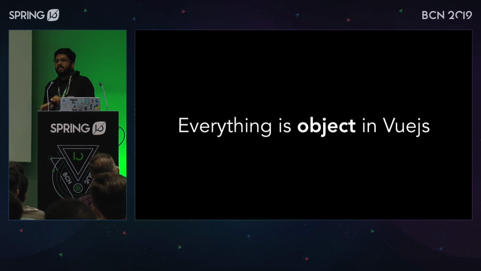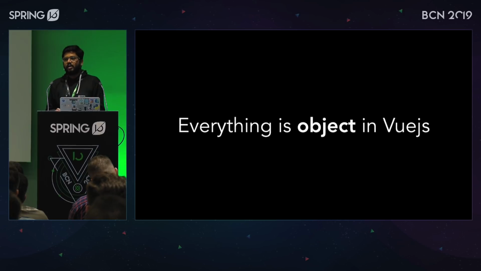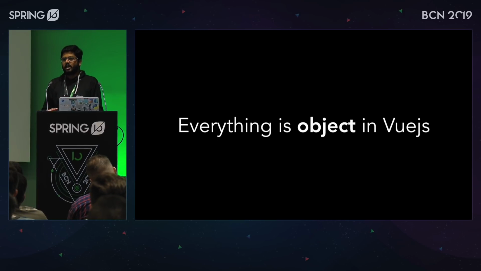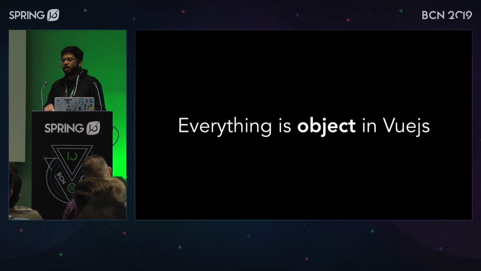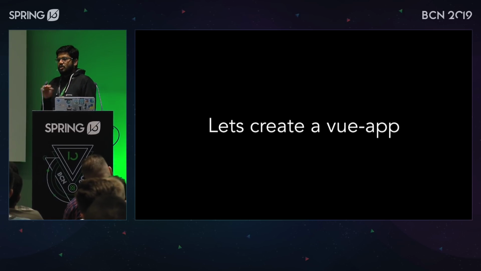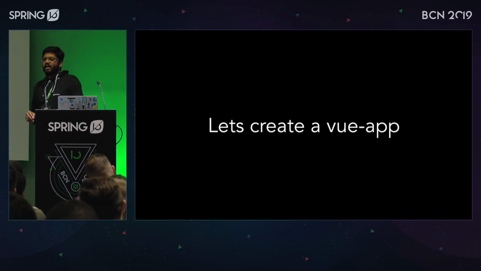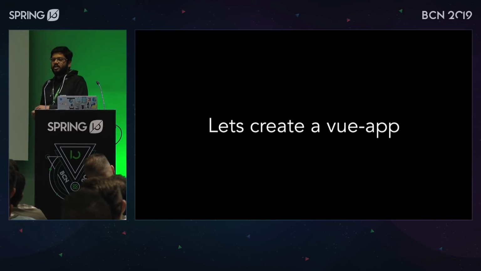And in Vue.js, everything is an object. In JavaScript, again, everything is an object. So when you go back, in Vue.js everything is an object too, which means whatever you're generating, whatever you're making, a component that you're defining is an object. That's it. So let's go ahead and create a Vue.js app, and then try to connect with the backend that we already have running, and then see what happens.